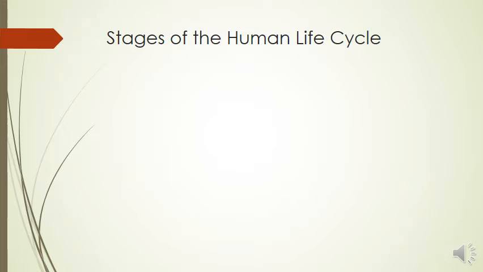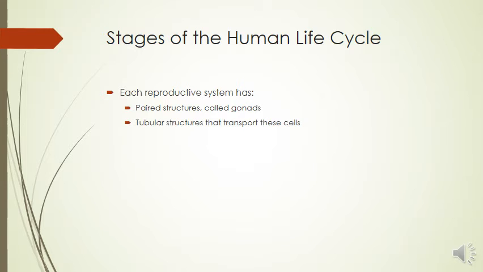If we look at the stages of the human life cycle, we see that each reproductive system has paired structures called gonads, tubular structures that transport these cells, and hormones and secretions that control reproduction.